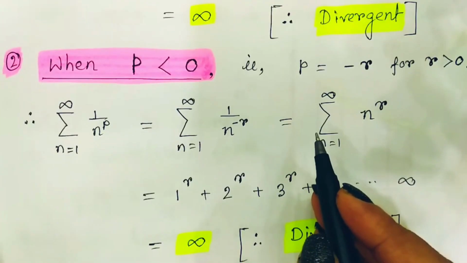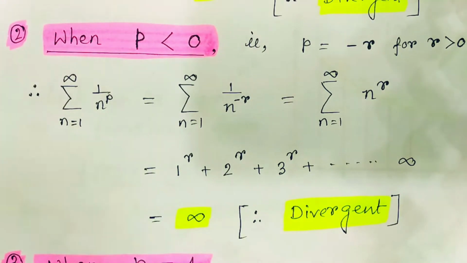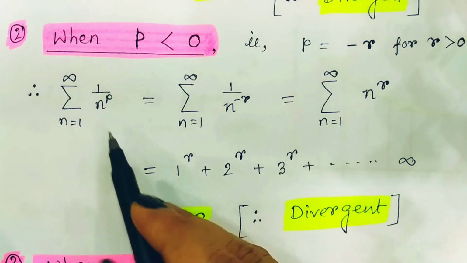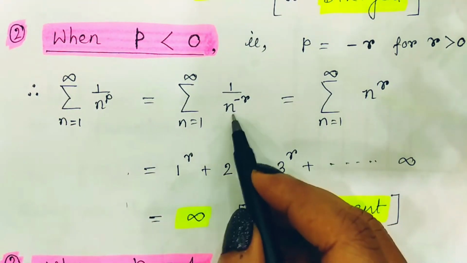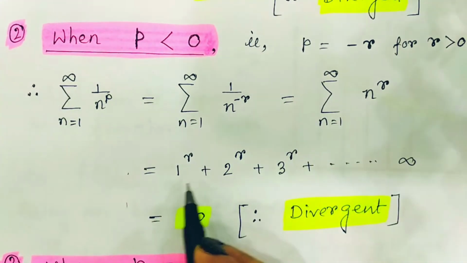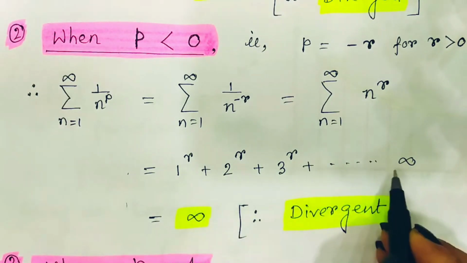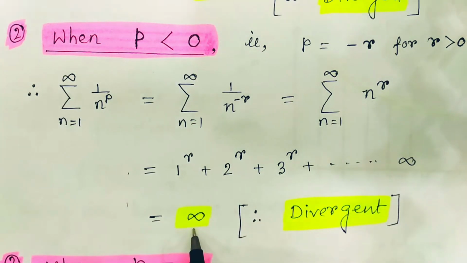Now when P is less than 0, let the P value be minus R, where R should be greater than 0. If we substitute P for minus R, then it becomes n to the power R, because 1 by n to the power minus R is n to the power R. Now the series becomes 1 to the power R plus 2 to the power R plus 3 to the power R, and in this way it goes to infinity. Hence lastly we find infinity to the power R, which definitely leads us to the value infinity. So again when P is less than 0, the P series is divergent.